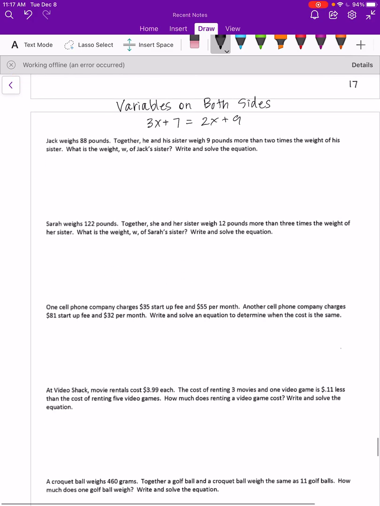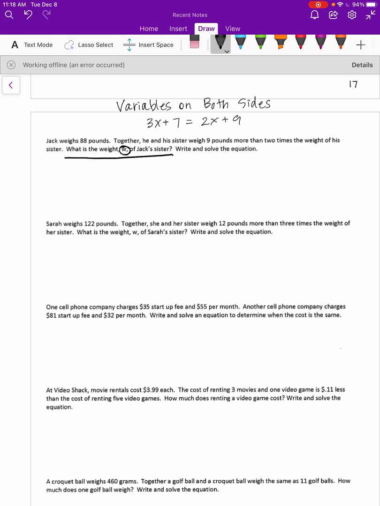All right, so we're going to use some word problem breakdown. First thing, read through it and underline the question. So Jack weighs 88 pounds. Together, he and his sister weigh 9 pounds more than 2 times the weight of his sister. What is the weight W of Jack's sister? Write and solve the equation. Okay, kind of sounds complicated, and it is, but we can make it through. So first and foremost, underline the question. What is the weight W of Jack's sister?